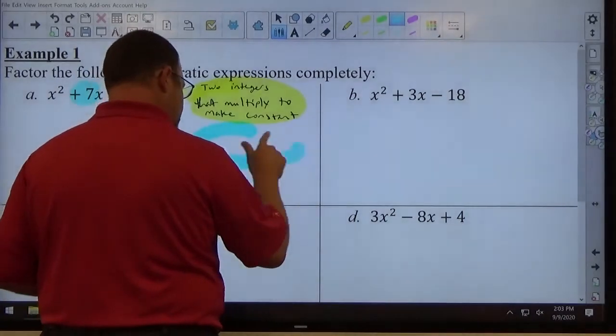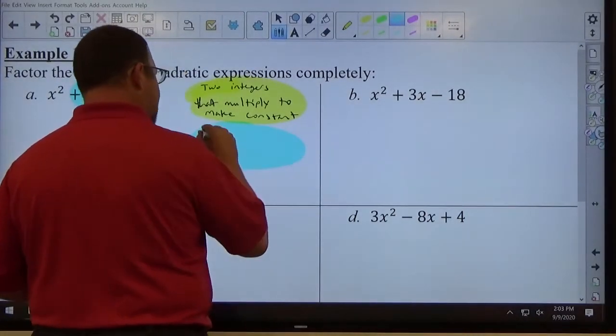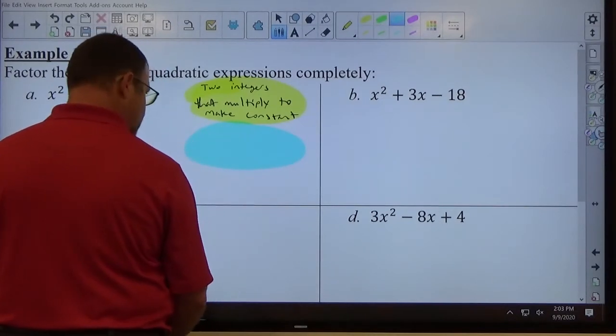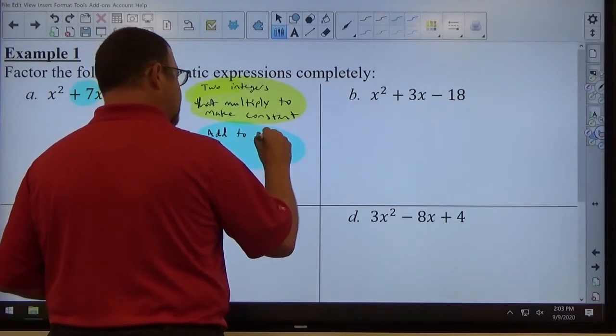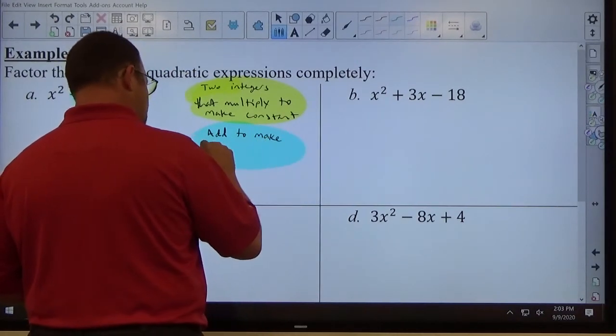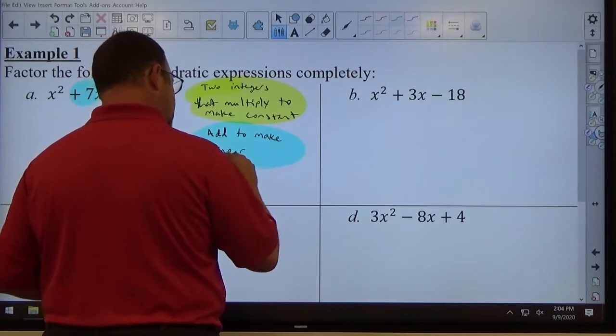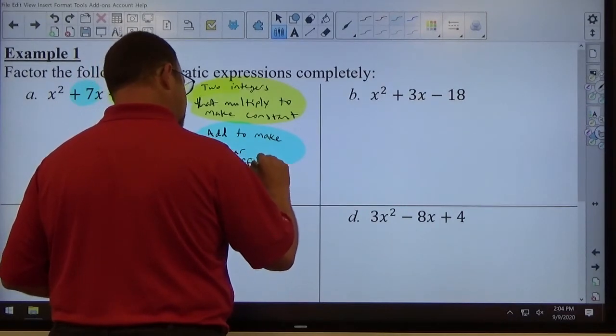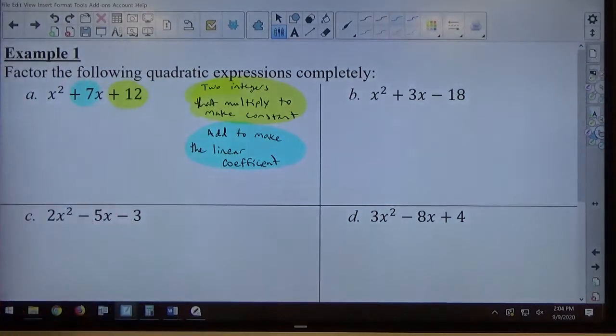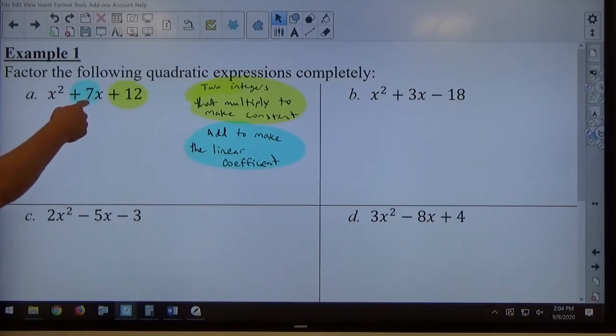So I'm going to say they add to make the linear coefficient. I'm opting to speak mathematically to you guys, so the correct terminology here to represent this number in front of the letter x to the first power is called the linear coefficient. Okay. Linear equations have x to the first and y to the first. So x to the first is the linear term. 7 is the linear coefficient. That's the number in front of the linear term.